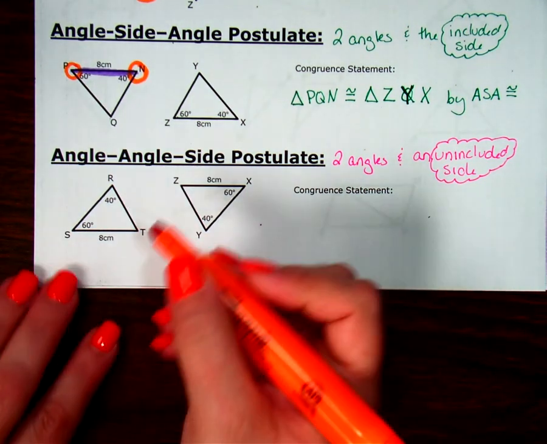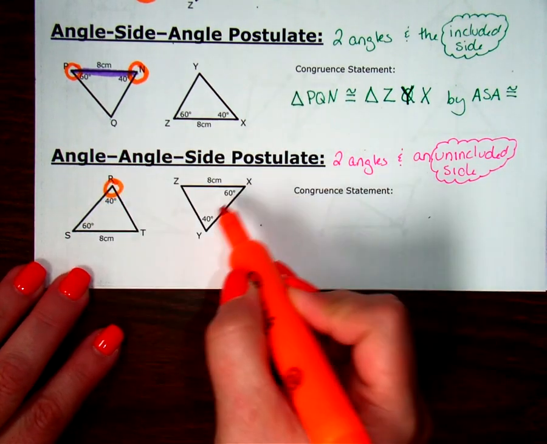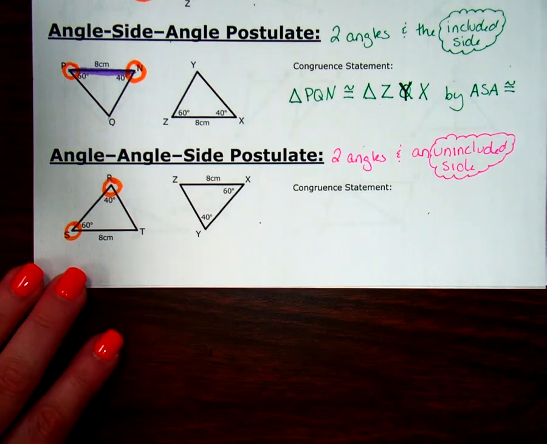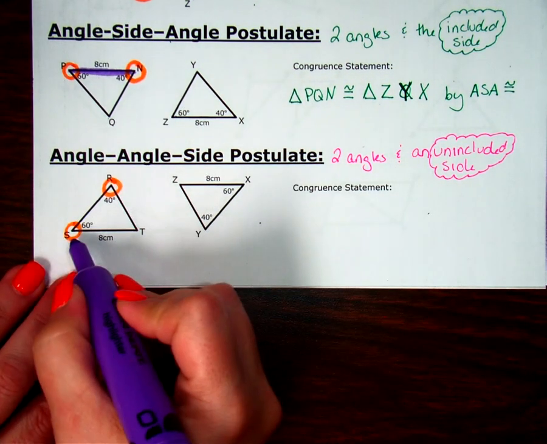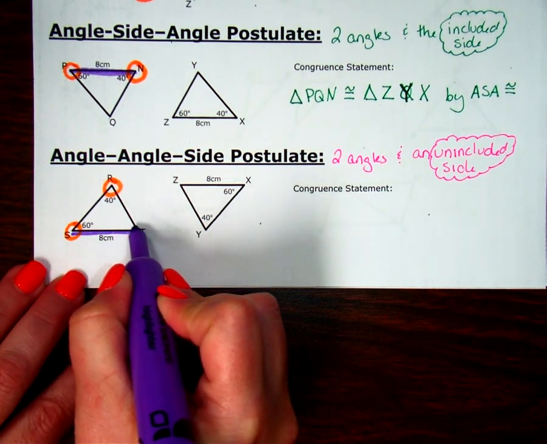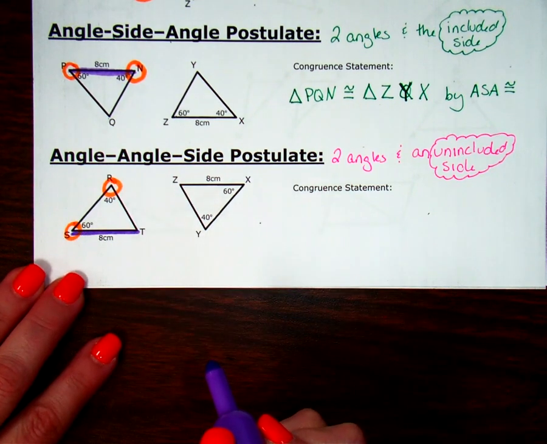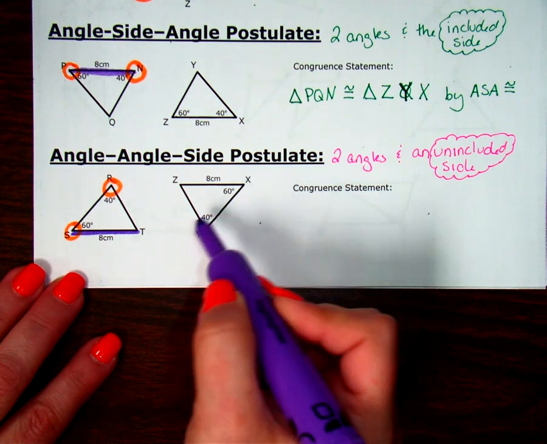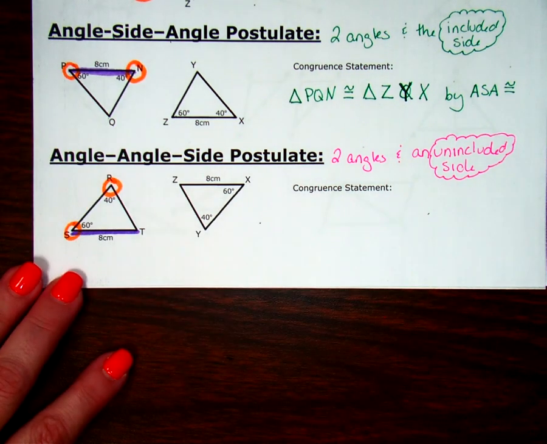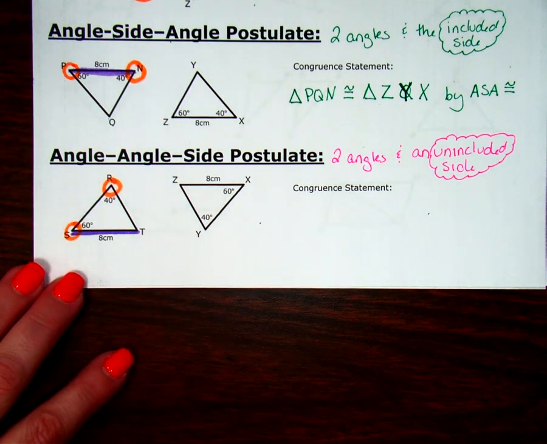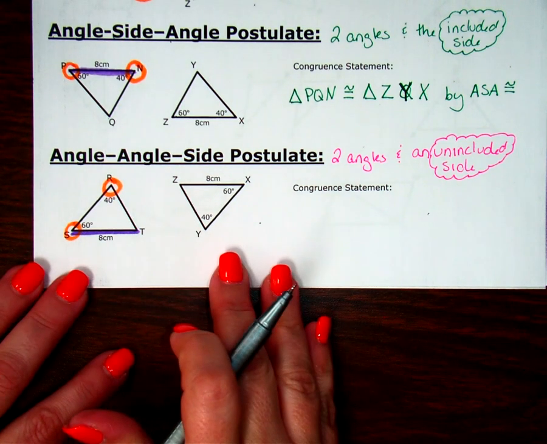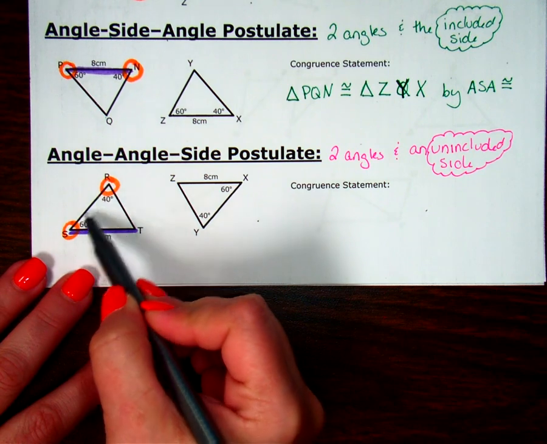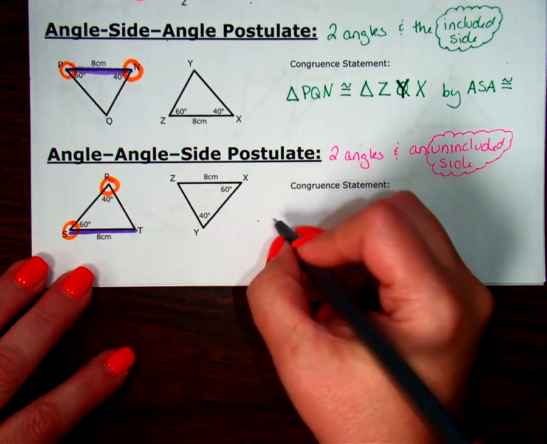I have my two angles. R is 40. That matches with Y. S is 60. That matches with X. And then my side is only touching angle S. It's not touching angle R. The 8 centimeters here is only touching angle X. It's not touching angle Y. Okay? So this we call the angle, angle, side postulate, because it's two angles and then a side that's not in between them.